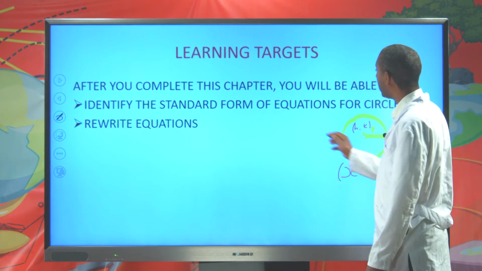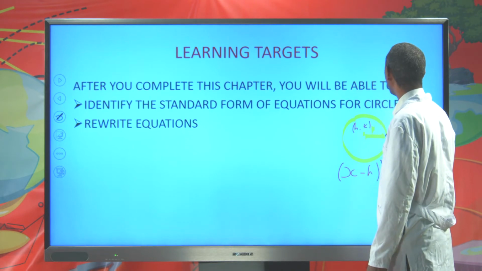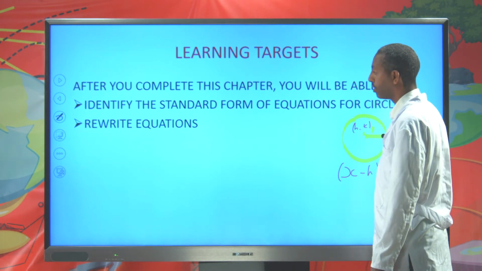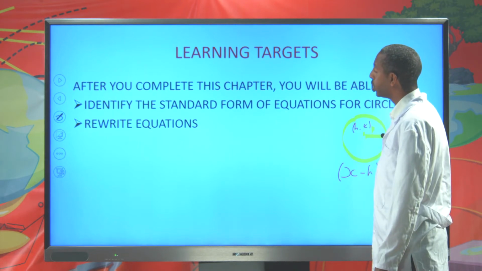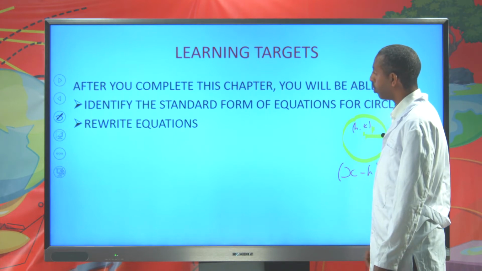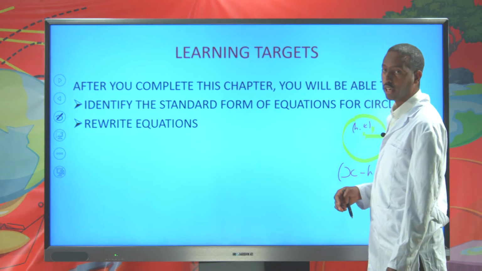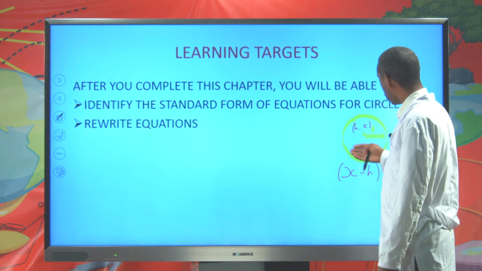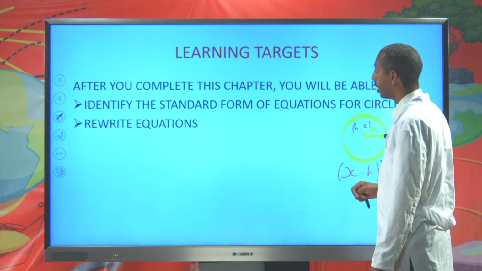So you will be required to identify the standard form of the equation of a circle at the end of the lesson. And you may also be required to rewrite equations of a circle. We may have equations of a circle to rewrite using the completing the square method. You may be required to rewrite the equation of a given circle.